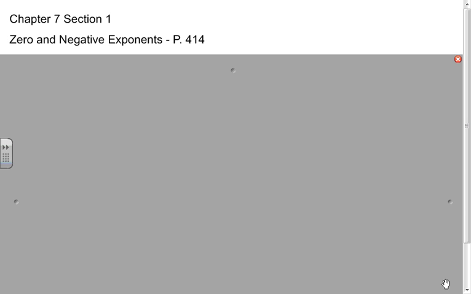Everybody, this is chapter 7, section 1. Title is Zero and Negative Exponents, starts on page 414. Moving into something completely different now, starting with chapter 7. Chapter 7 is all about exponents. There's going to be a long list of rules that you have to deal with when you're talking about exponents.